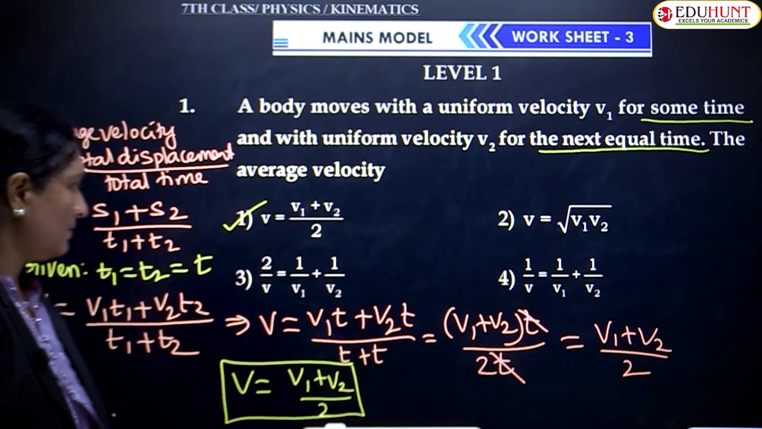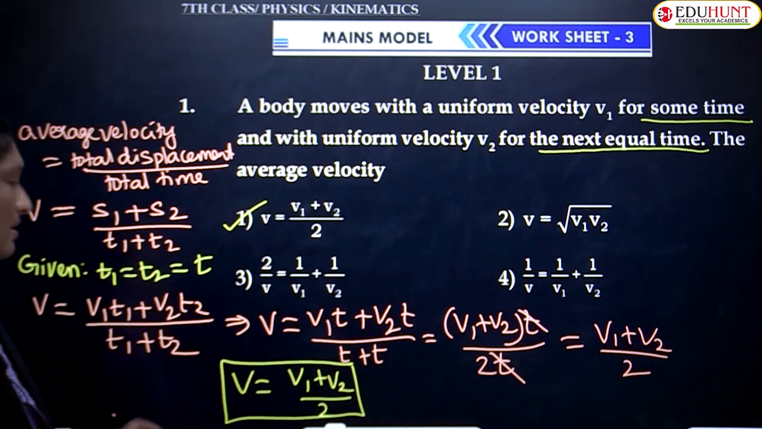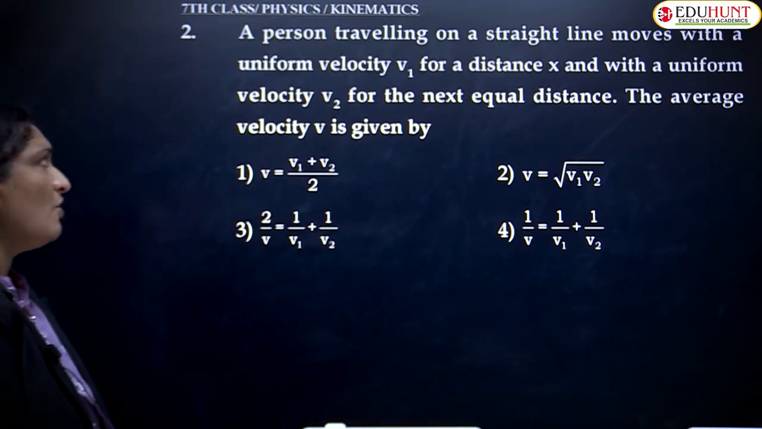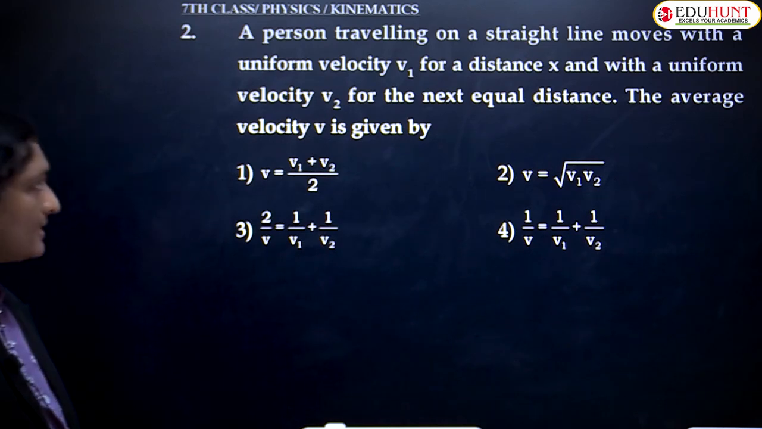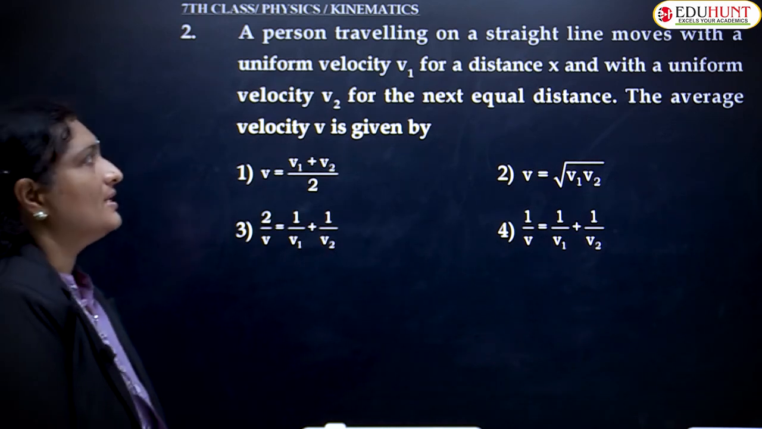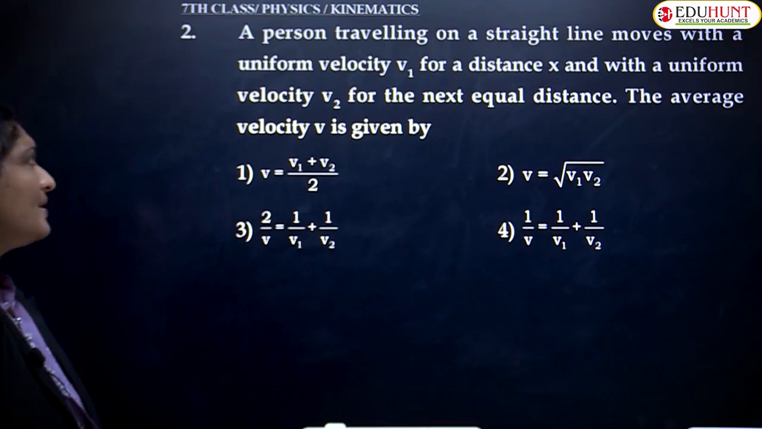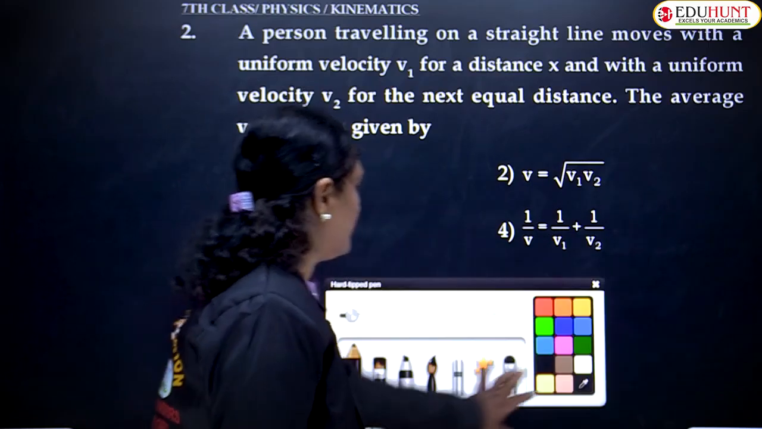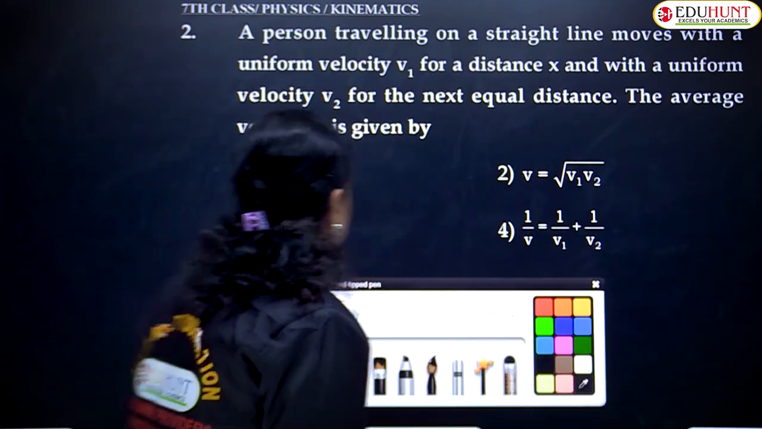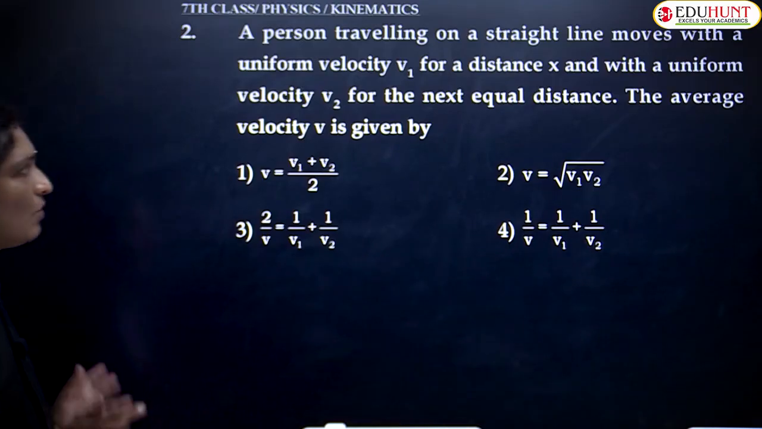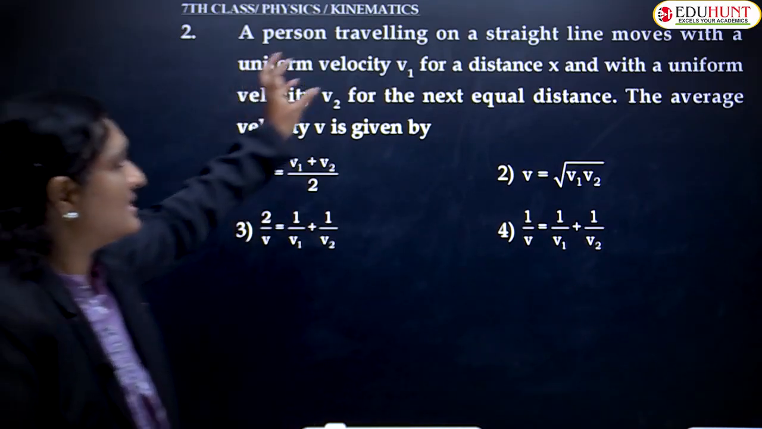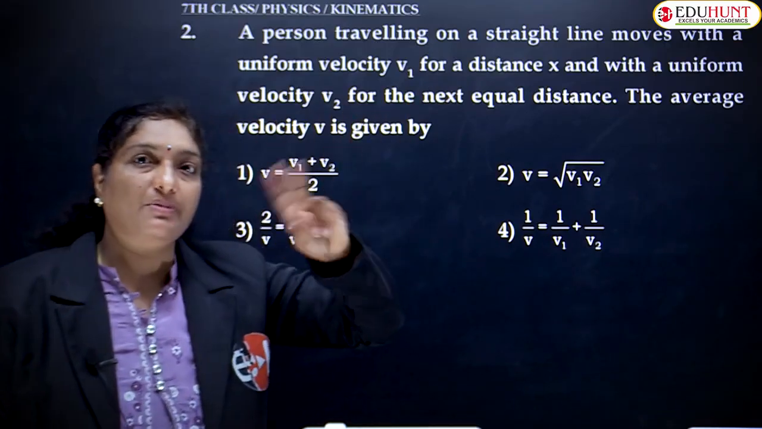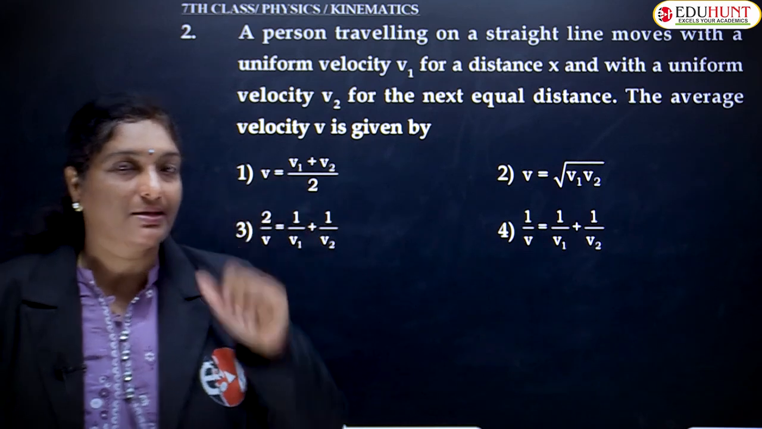Okay, children. So shall we move to next question? Question number 2. A person traveling on a straight line moves with a uniform velocity v1 for a distance x and with a uniform velocity v2 for the next equal distance. The average velocity v is given by. Okay. So children, again let us try to understand the same thing. Person traveling on a straight line moves with velocity v1 some distance, v2 other distance. So here the concept of velocity and distance is given, but time is not given.